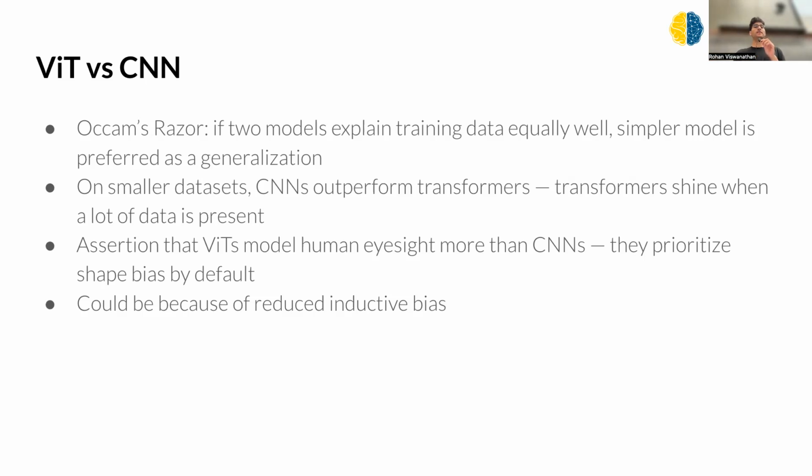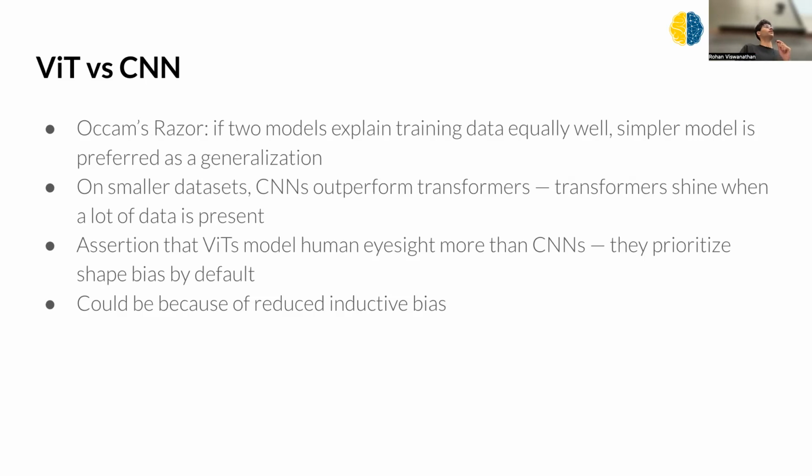There's an assertion that ViTs model human insight more than CNNs. They prioritize shape bias by default, right? When we see things, we immediately think about how shapes relate to each other, the shape of humans, the shape of chairs, the shape of cups. And texture is kind of an afterthought, right? We've seen chairs that are fuzzy. We've seen chairs that are wooden, but we know that those are both chairs.